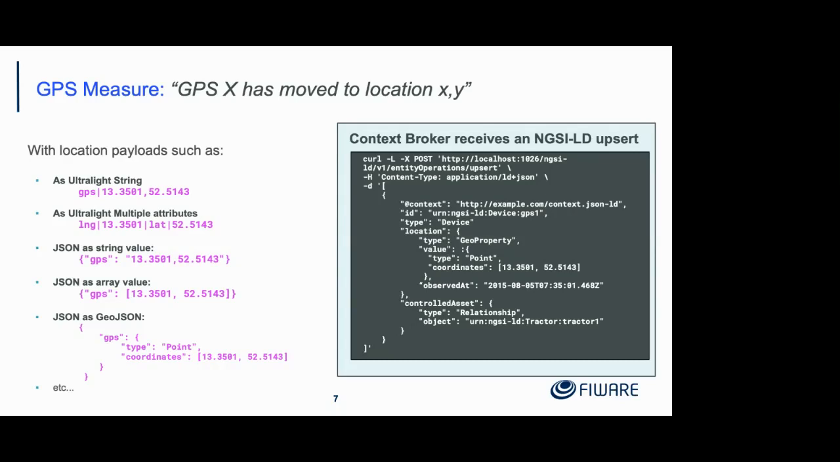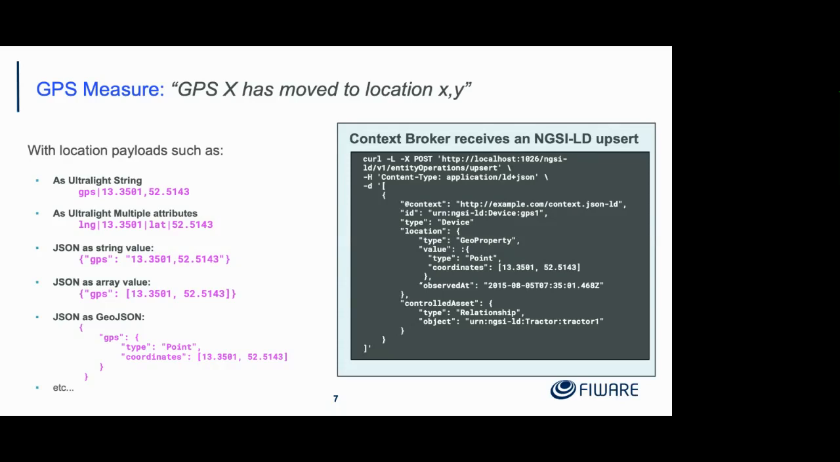GeoJSON, and all of the following formats are supported. So it does its best job to try and make your GeoProperties. Obviously, you can't create a location of type GeoProperty and just put a string in the value. That's just invalid, and the context broker won't take it. So it has to make its best effort.